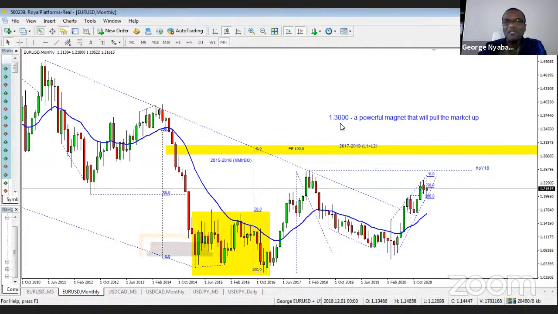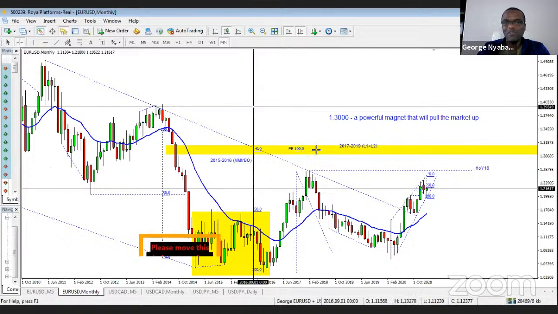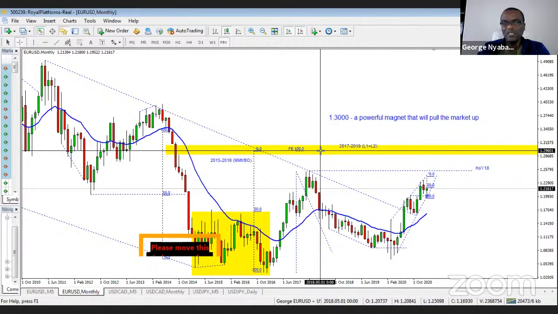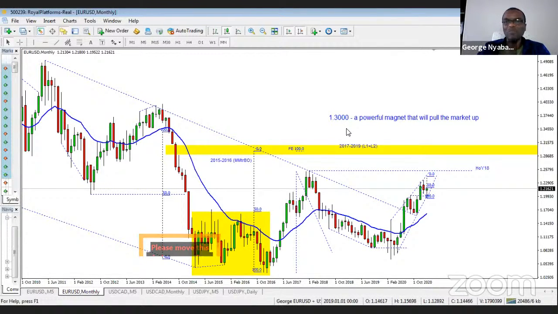I've made a note here that 1.3 is a potential powerful magnet that will pull the market up. Now, why would I say that? Because 1.3 is somewhere within this zone, in the middle of that yellow rectangle that I have. The reason I'm saying it's a powerful magnet that is likely to pull the market up, which I just have to bear at the back of my mind, because again, it's a monthly time frame, is that it's pretty far away from daily charts, but that round number is significant. The reason it's significant is this.